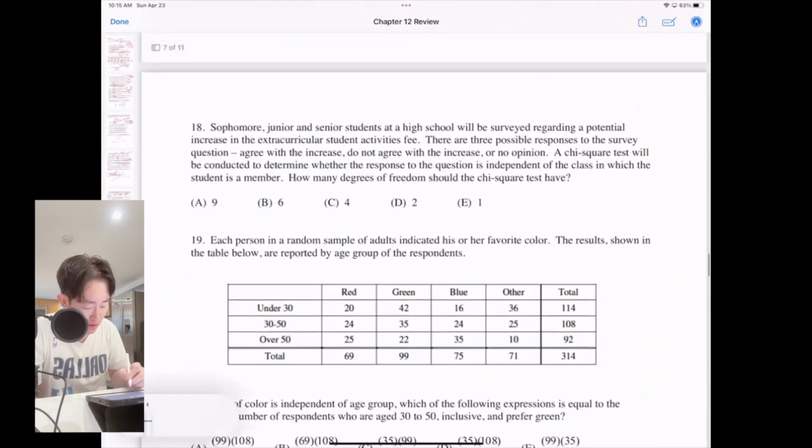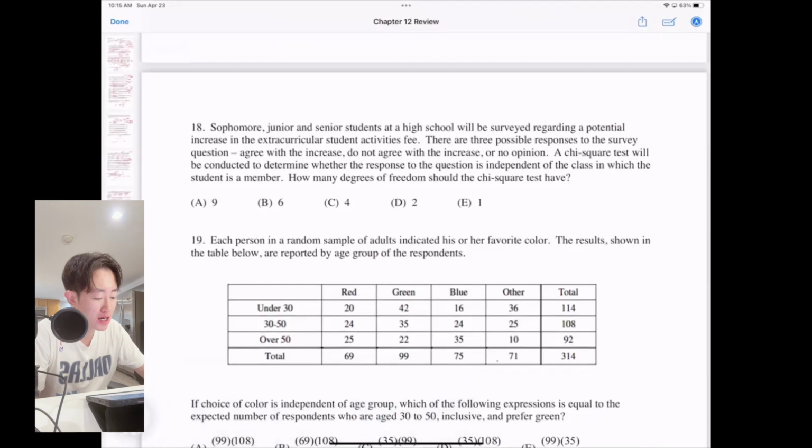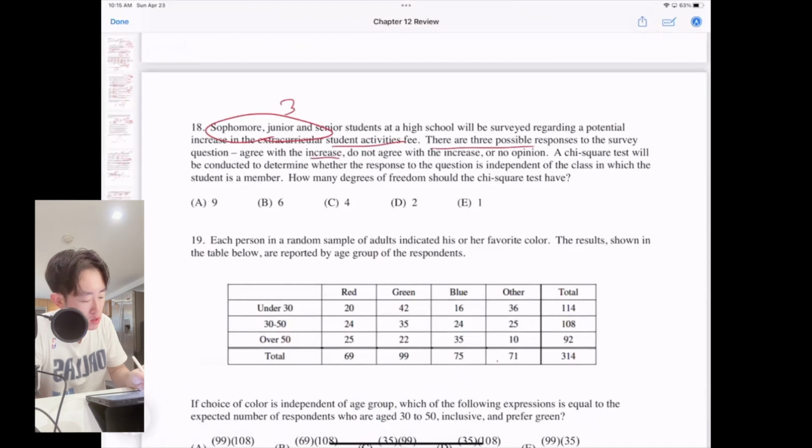Number 18, sophomore, junior, and senior students at a high school will be surveyed, and that means we have 3 different types of grades. Increase the extracurricular student activities fee. There are 3 possible responses to the survey: agree with the increase, do not agree, or no opinion. A chi-square test will be conducted. So that will be 3 different types of opinions. So that's 2 times 2, which is 4 for degrees of freedom.